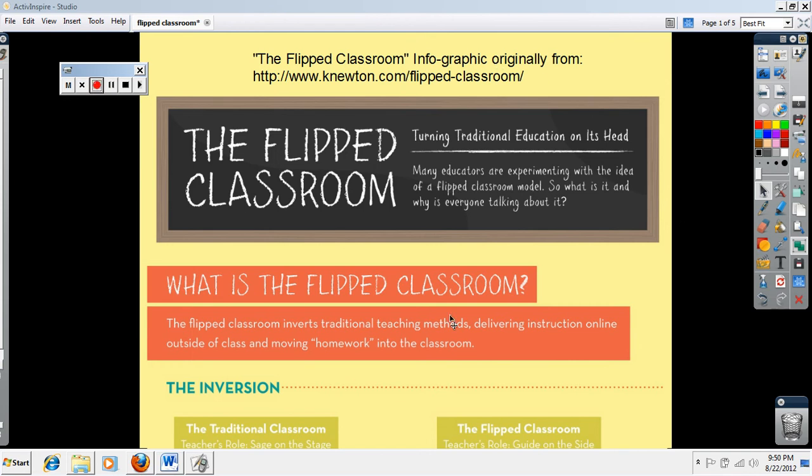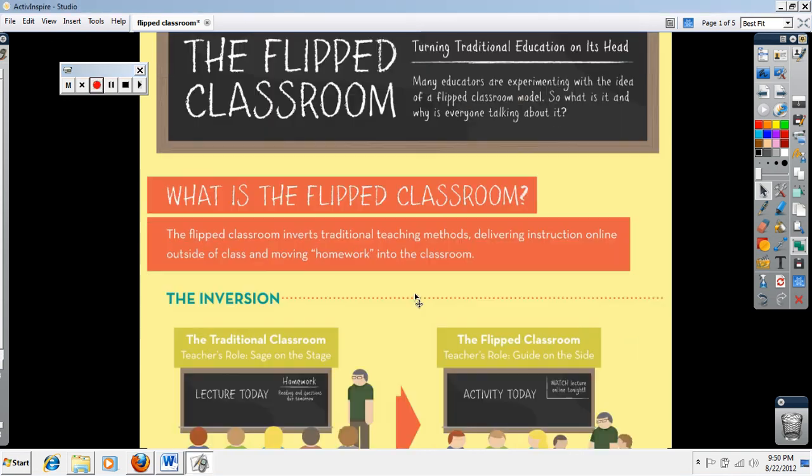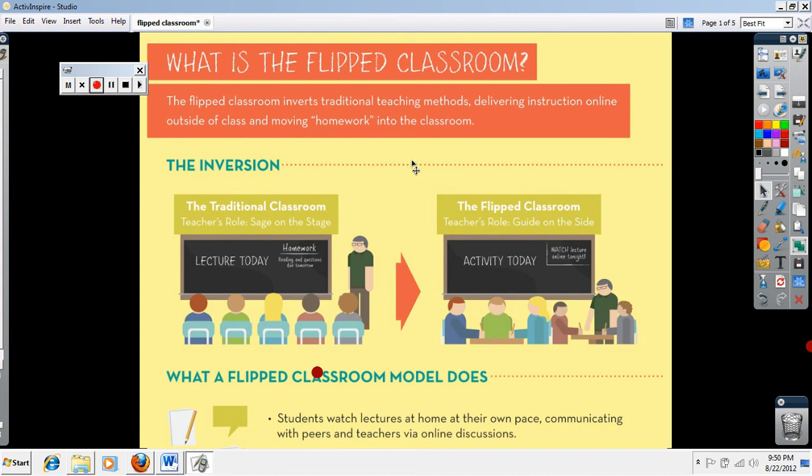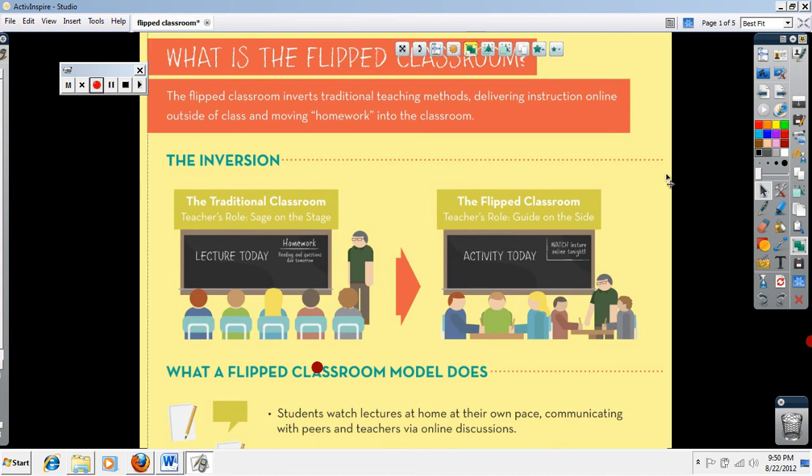This infographic that I'm going to show on this first slide is originally from Newton.com flipped classroom. If you'd like to look at the whole thing, we're just going to look at parts of it today. So the flipped classroom, many educators are experimenting with the idea. So what is it and why is everyone talking about it? Basically, the flipped classroom inverts traditional teaching methods by delivering instruction online outside of class and moving the homework into the classroom.